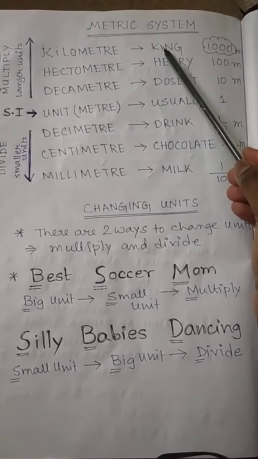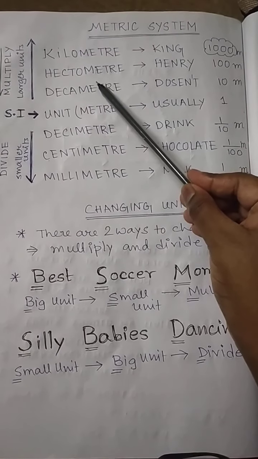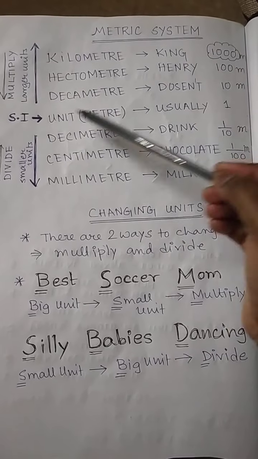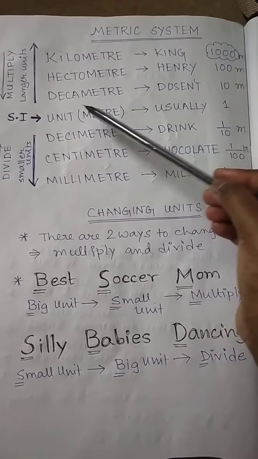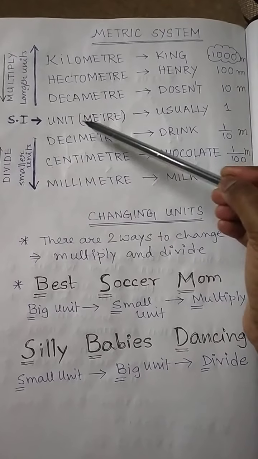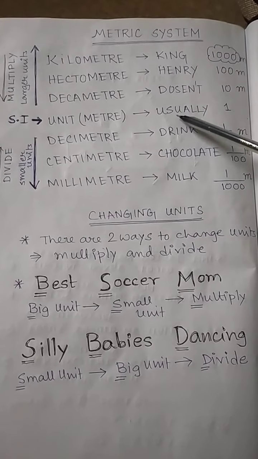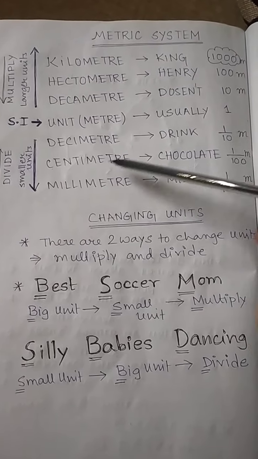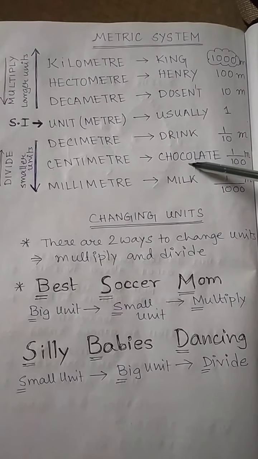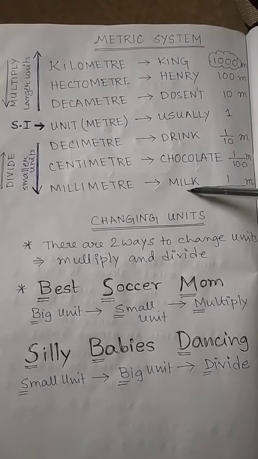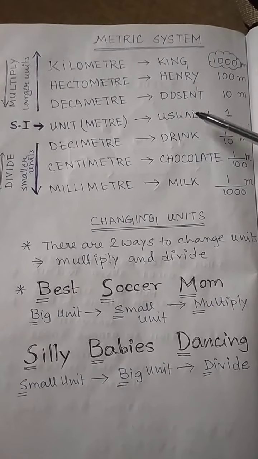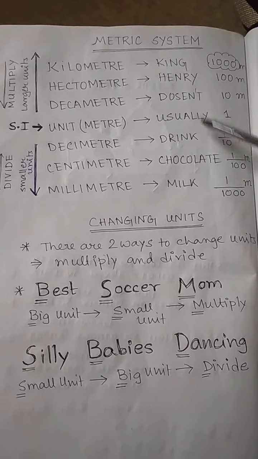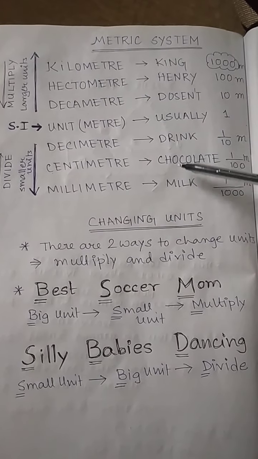Here I am giving you a mnemonic so that it's easier for you to remember the sequence. Kilometer means king. Hectometer, Henry. Decameter, doesn't. And we have the SI unit as meter, usually. Decimeter, drink. Centimeter, chocolate. Millimeter, milk. So King Henry doesn't usually drink chocolate milk. Now you can remember that metric table very easily.